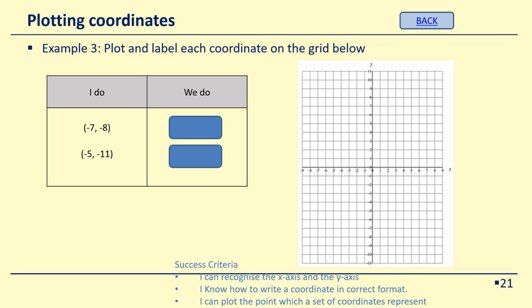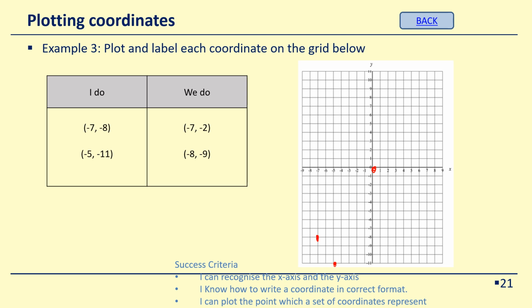Okay, so I'm going to do (-7, -8). So I go back 7 and down 8. So that's there. (-5, -11): starting from the origin again, -5 and down to -11. Now you do these two. Pause the video and then restart whenever you're ready for the answer.